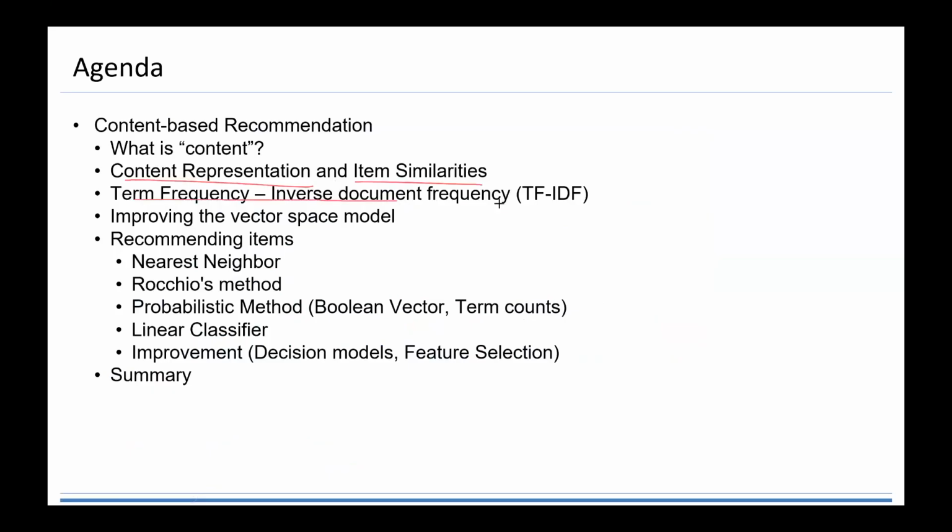And we are going to learn about TF-IDF, term frequency, inverse document frequency, how to improve the vector space model, and some methods for recommending items. For example, we are going to look at the nearest neighbor. We already learned about this one. And we are going to learn about Rocchio's method and the probabilistic method, so how to look at the Boolean factor or term counts. I think we already learned these things before as well. And the linear classifier and how to look at the decision models.